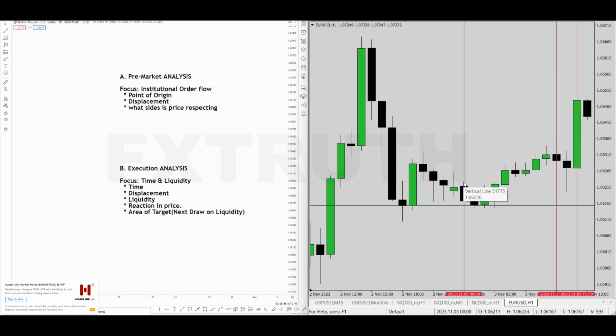Within this particular time zone, we're looking for a displacement in the form of a manipulation, or either a run on liquidity you're going to get, or it draws a fair value gap.